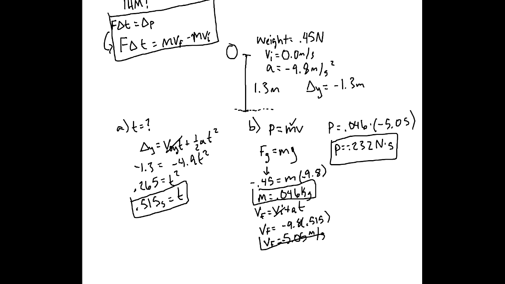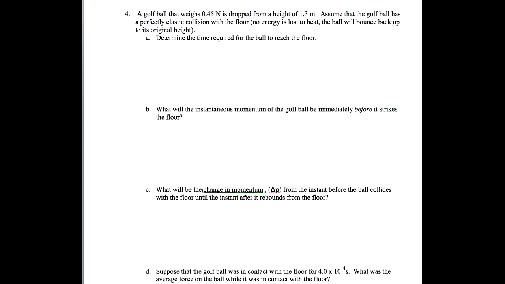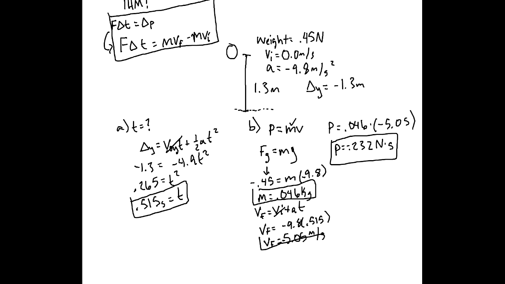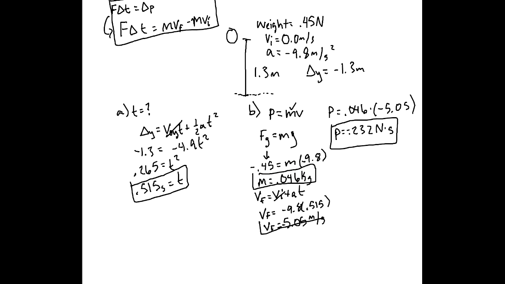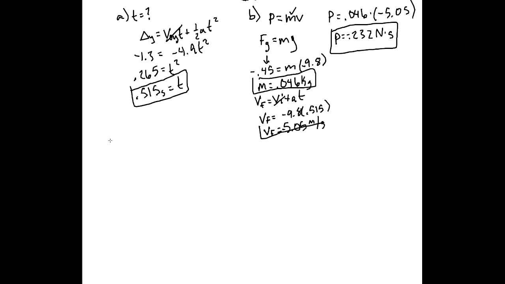Now, the next part tells us to find what will the change in momentum be from the instant before the ball collides with the floor until the instant after it rebounds with the floor. Now, a crucial piece of information here, it says no energy is lost due to heat. The ball will bounce back up to its original height. So, what that tells us, let's go part C. What that tells us is now I need to know the speed of the ball after it collides with the ground.